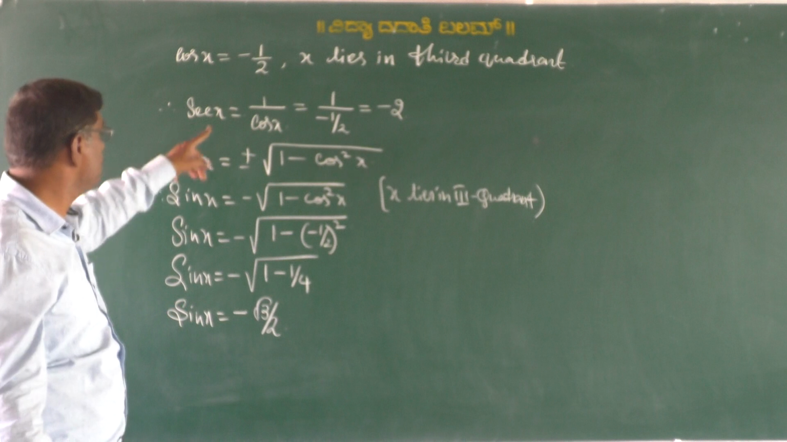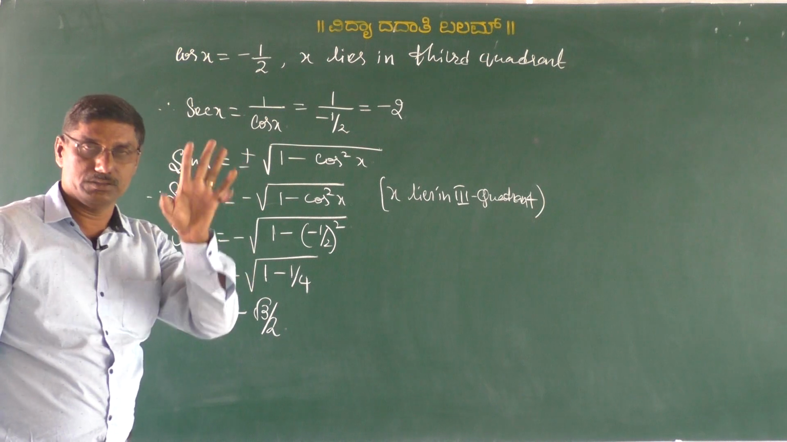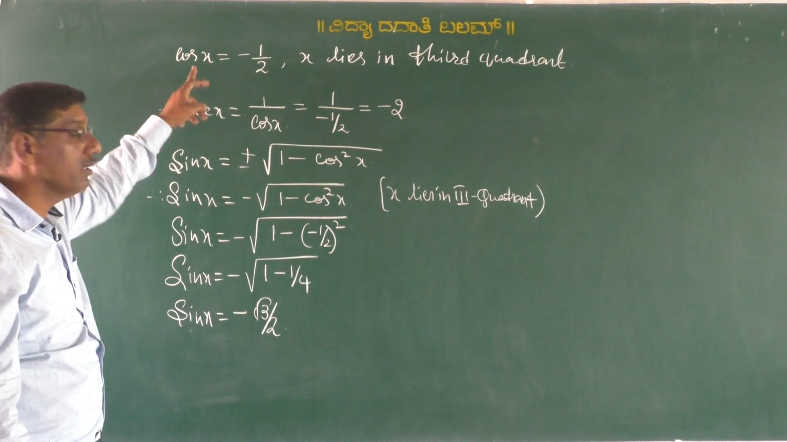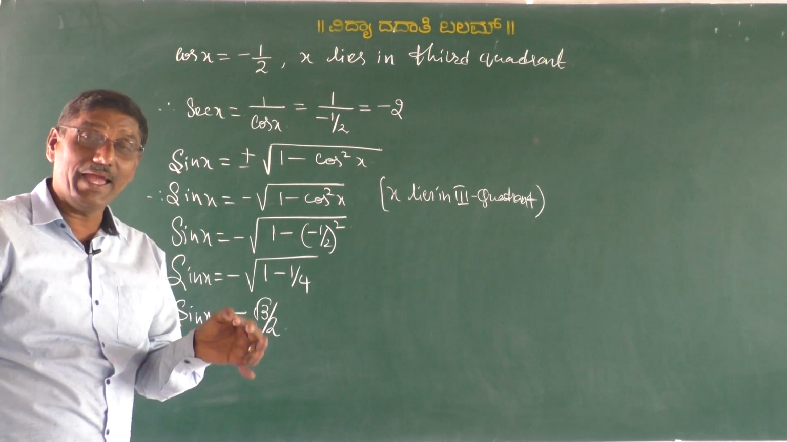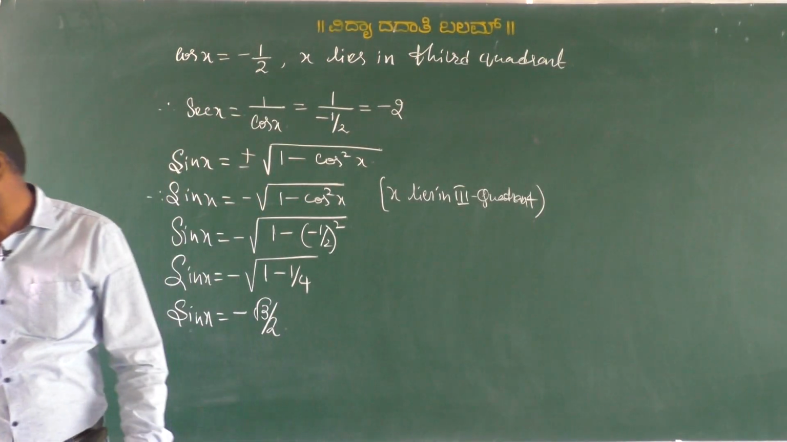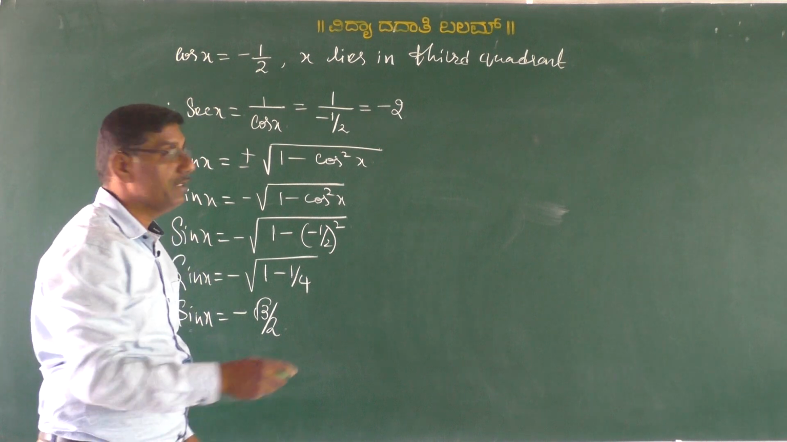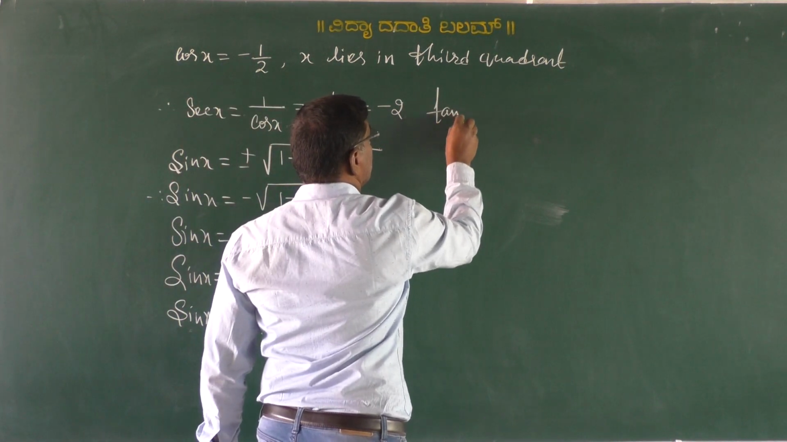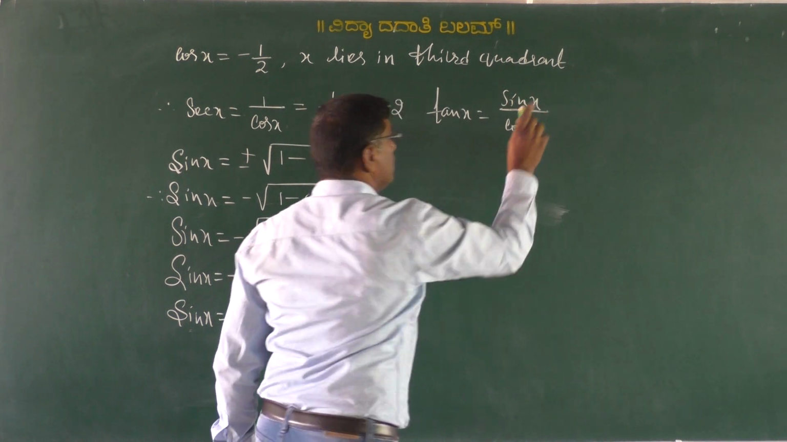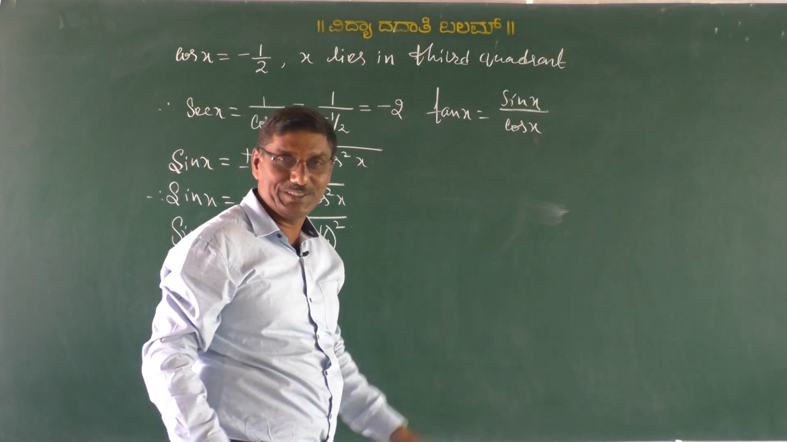That is, we expressed secant and sin, and we were also given cos. Now, by knowing sin and cos, we can express tan. Tan x is equal to, we have the quotient formula, my dear students, isn't it? Tan x is equal to sin x by cos x. Sin x by what? Cos x. Tan x is equal to sin x by cos x.